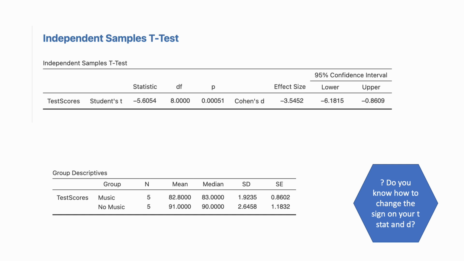Now, challenge question. This is my hypothesis, but what if I predicted that the music condition would study worse? Well, then you would have been right, and so then your test statistic needs to be positive, your effect size needs to be positive, all your effect sizes need to be positive, they all need to shift signs. Do you know how to do that? It's back to how you entered your data for the music condition. Hint, hint, arrows, arrows.